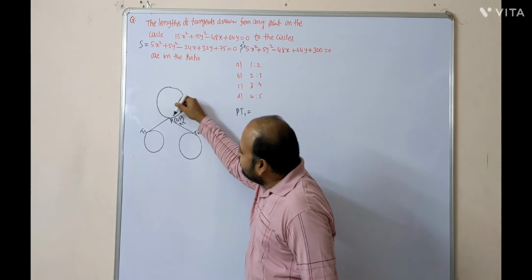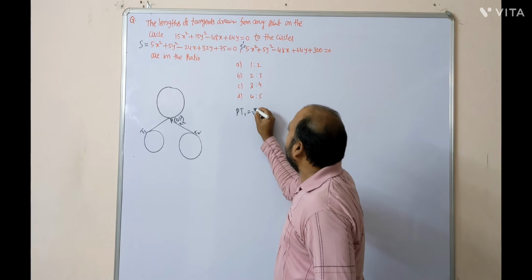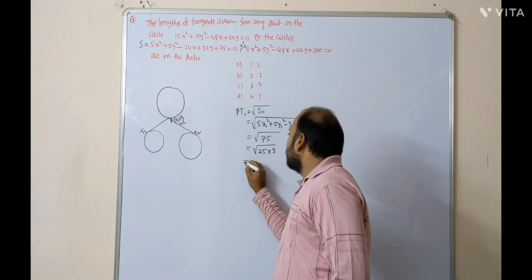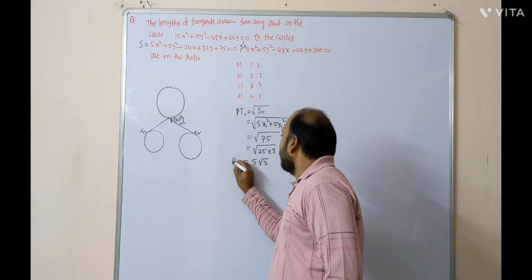From this point to this circle, the length of tangent PT1 is root S11, that is equal to root of the first circle equation, 5x1 square. Whenever it is not in the general form, you can write it like this, nothing will happen. 5x1 square plus 5y1 square minus 24x1 plus 32y1 plus 75. In place of x1, y1, put 0, 0. So what happens? This is root 75. We can write it as root of 25 into 3, so that is equal to 5 root 3. Okay? So PT1 we have.